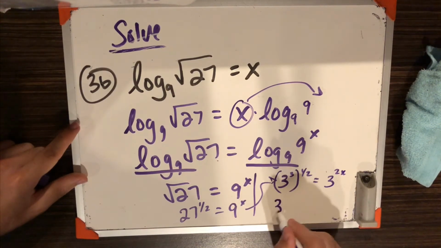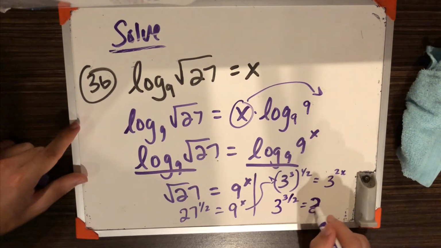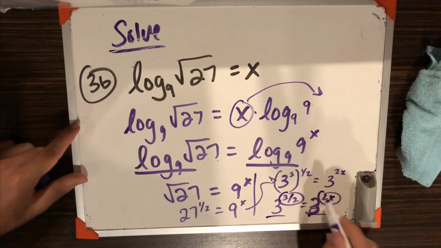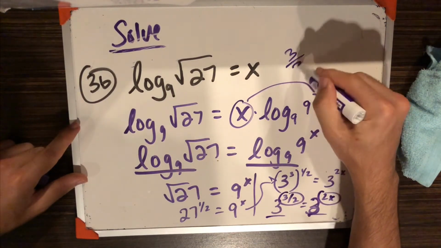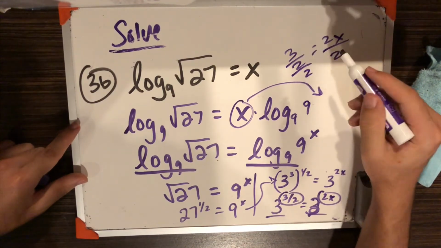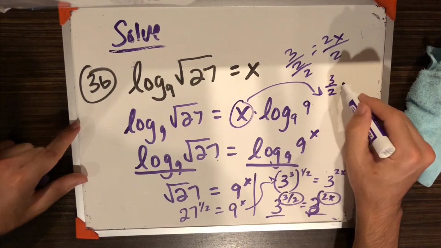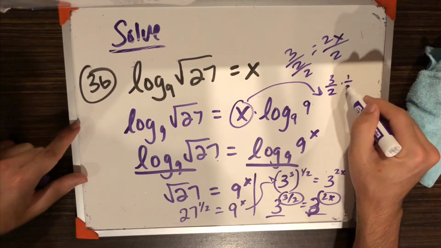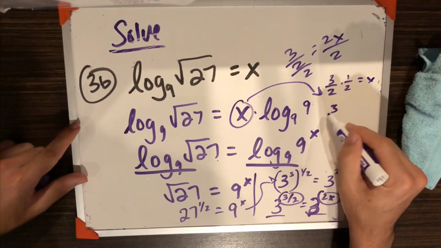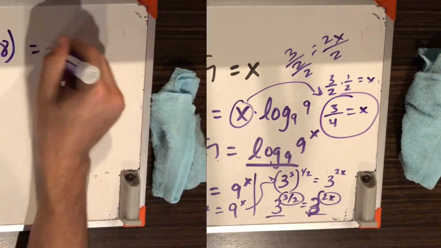This would be 3 to the 3/2 power is equal to 3 to the 2x power. I have the same base, so set these equal to each other. So 3 over 2 is equal to 2x, divide by 2, divide this by 2. I'm going to have 3 over 2 times 1 over 2 is equal to x. So this should be 3 over 4 is equal to x, your final answer.